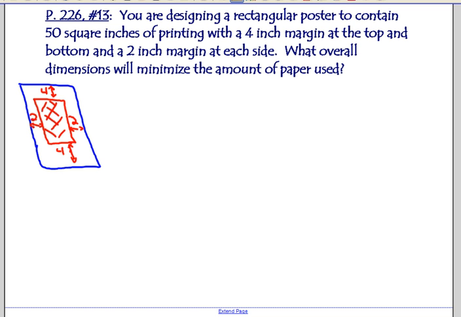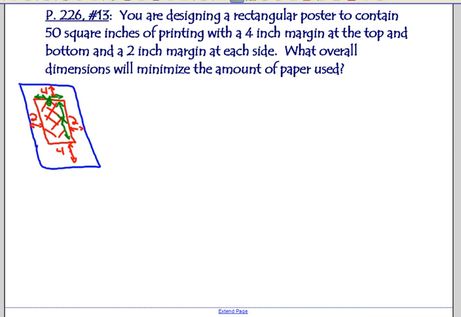There's a couple approaches to this. You could have your overall dimensions be x and y. But I've done this problem before, so I know it'll work out slightly nicer if I call my inner dimensions x and y. I'll call this inner dimension x, and this inner dimension y. Hopefully you can see that a little bit. We're going to have y going that way.